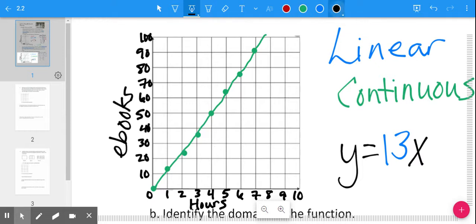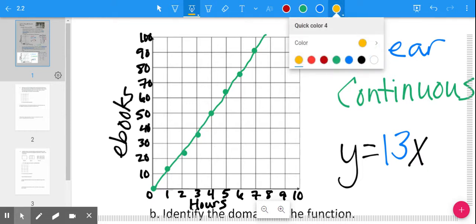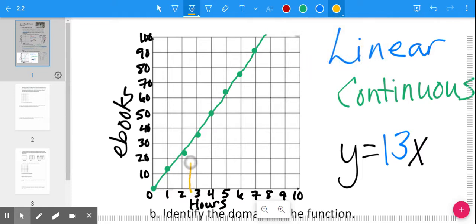So if you look at your graph, and this is just me doing extra, at 2.5 hours, there would be approximately 30 books downloaded. So at 6.5 hours, we would have approximately 85 books downloaded, just under 85. So at any point in time, you could stop and check how many books have been downloaded.